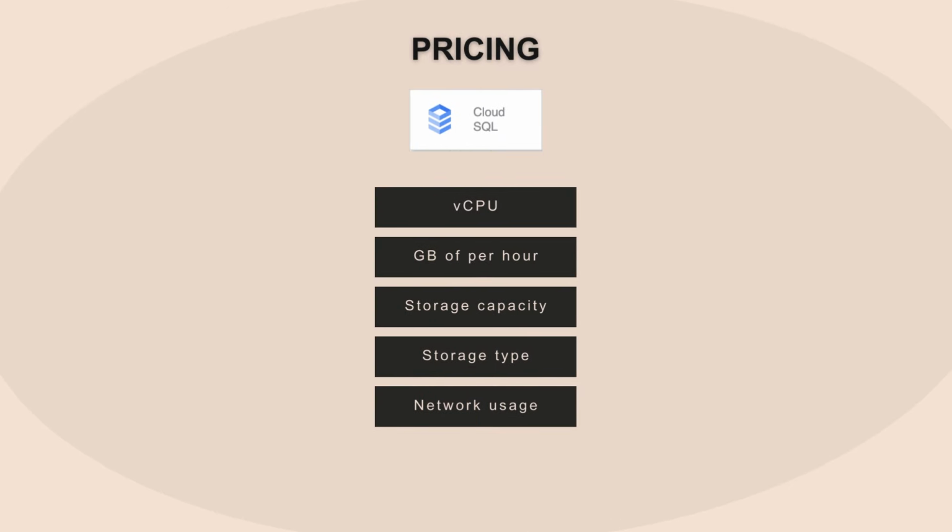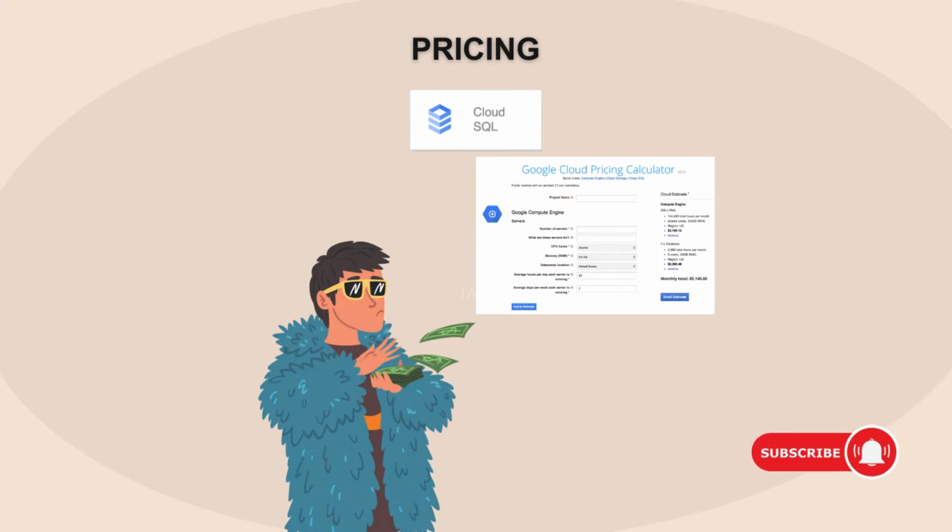Pricing in Cloud SQL is based on the resources used, such as per vCPU and GB of memory per hour, storage capacity and type, and network usage. Prices vary significantly depending on the chosen configuration and region. Google offers a pricing calculator to help estimate costs more effectively.